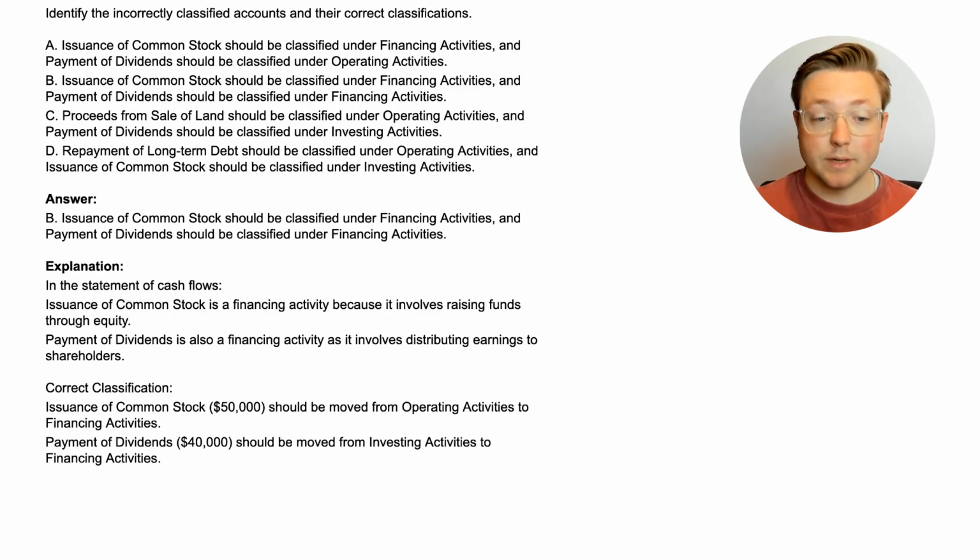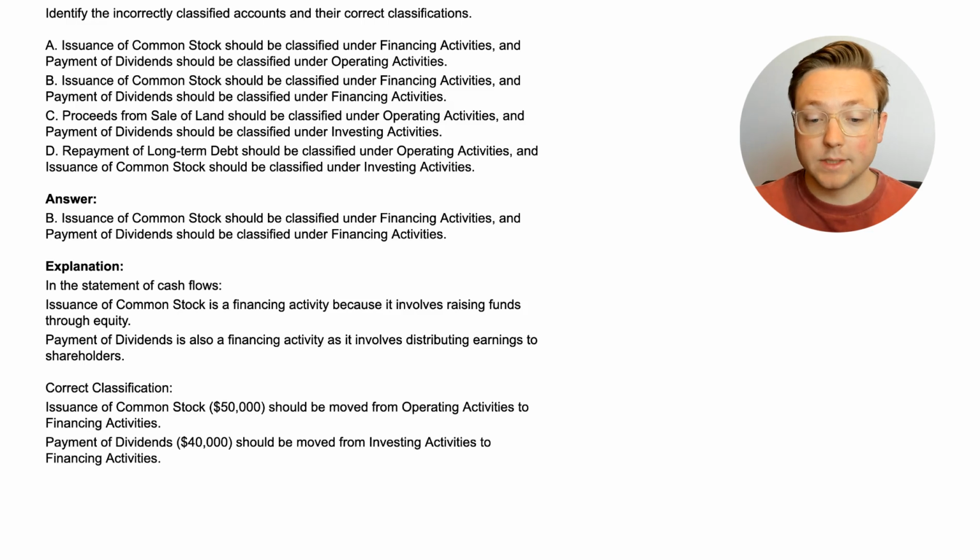Okay, the answer is B. Issuance of common stock should be classified under financing activities, and payment of dividends should be classified under financing activities. So let's walk through this. In the statement of cash flows, an issuance of common stock is a financing activity because remember, financing activities have to do with long-term liabilities and equity. And when you issue common stock, you're raising funds by giving out common stock. So you get money, but that is an equity account.